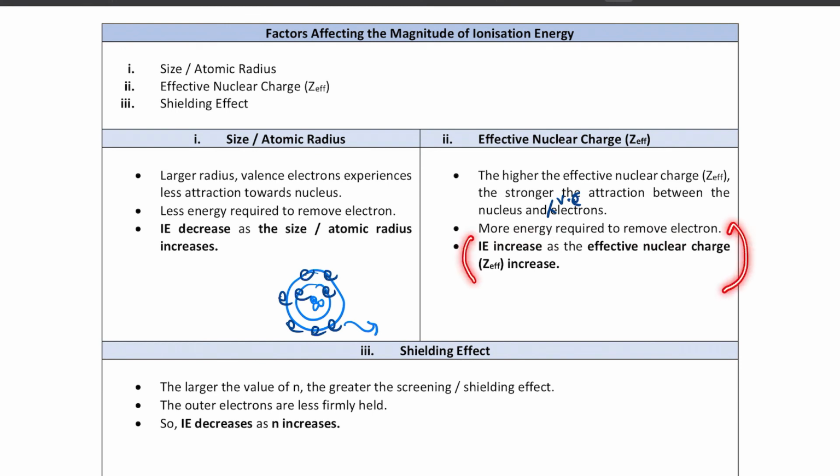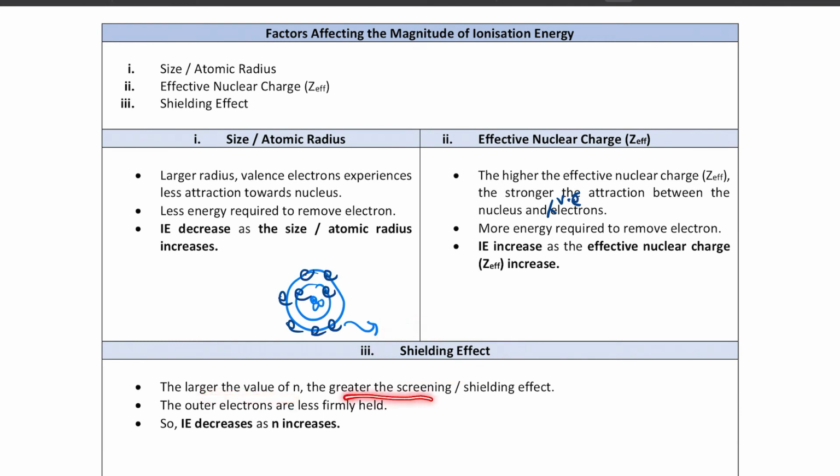Okay, so that means we can conclude that ionization energy will increase if the effective nuclear charge increases. Okay, so meningkat effective nuclear charge, ionization energy pun akan meningkat sebab attraction dia makin kuat. Okay, and last factor affecting the magnitude of ionization energy is shielding effect.